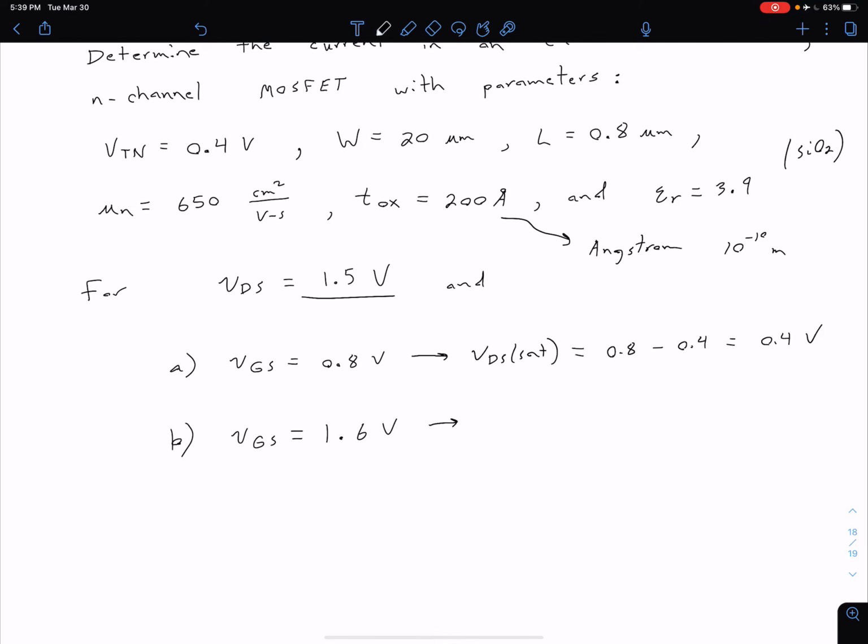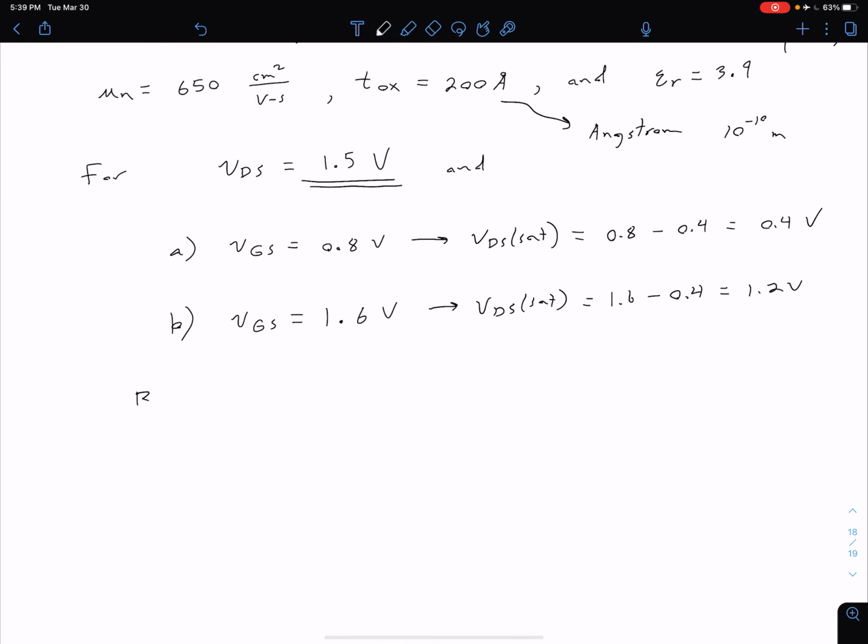So similarly here, we can say, what's our VDS sat? Remember, it's going to change because we've changed that VGS value. So now we have 1.6 minus 0.4, which is 1.2 volts. Our 1.5 is still above that. So we can say both VGS values are going to result in saturation mode for our given VDS.